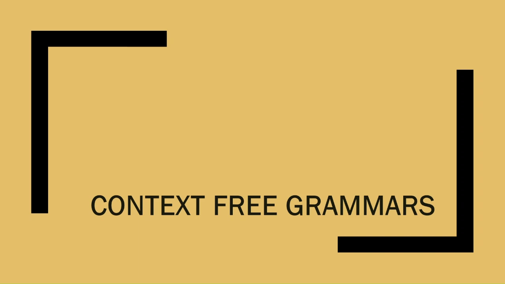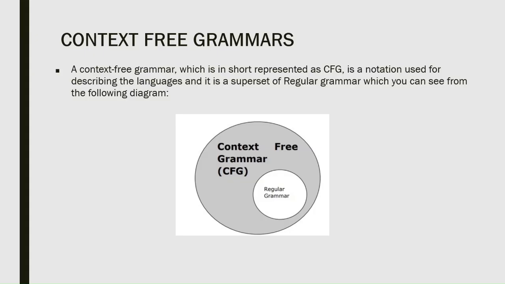Next, we move on to context-free grammars. So, what is a context-free grammar? A context-free grammar, or CFG, is a notation for describing language as a superset of regular grammar, which you can see from the following diagram.